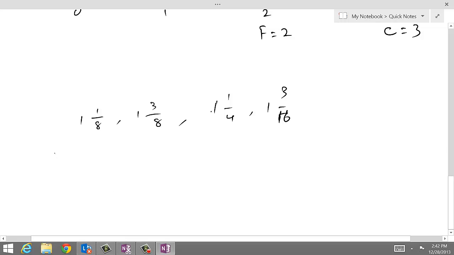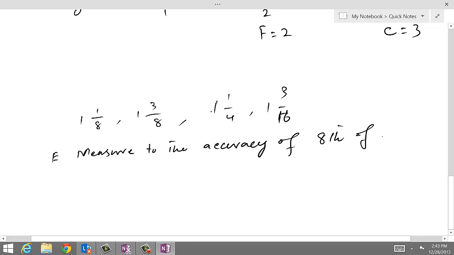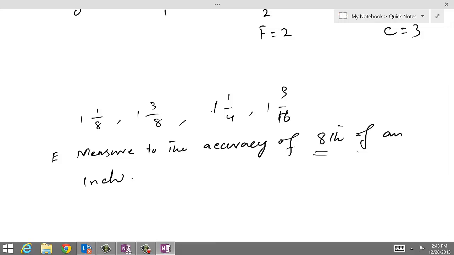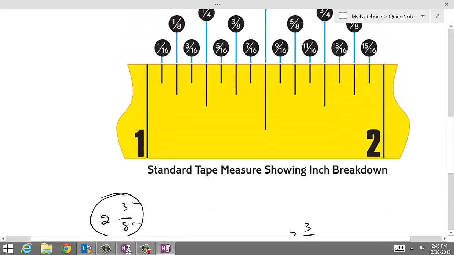Sometimes the question says to measure to the accuracy of 1/8 of an inch. And sometimes, instead of 1/8 of an inch, it says to the 16th of an inch, or even 32 parts of an inch. So let's take a look. I have included one here.